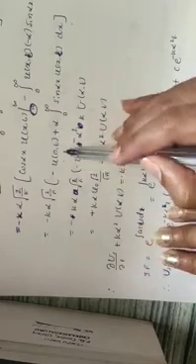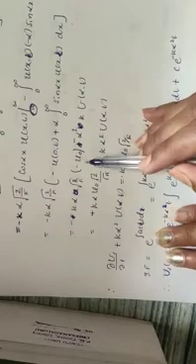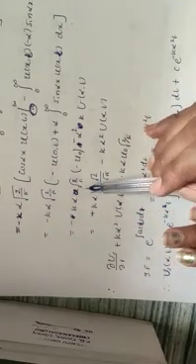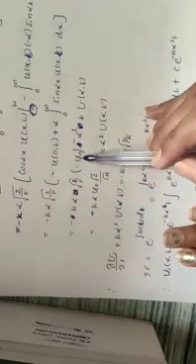Using the boundary condition, u of 0 comma t can be represented as u naught. Now observe here: minus k alpha times this one, into minus u naught.